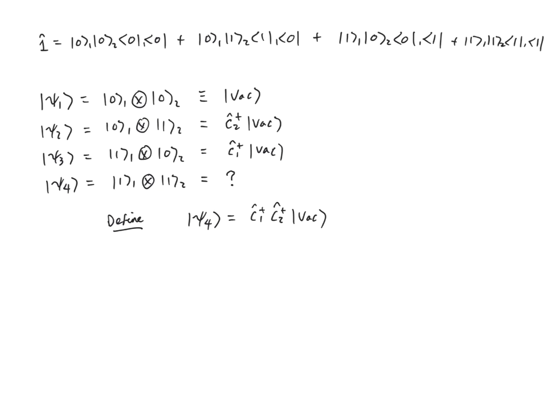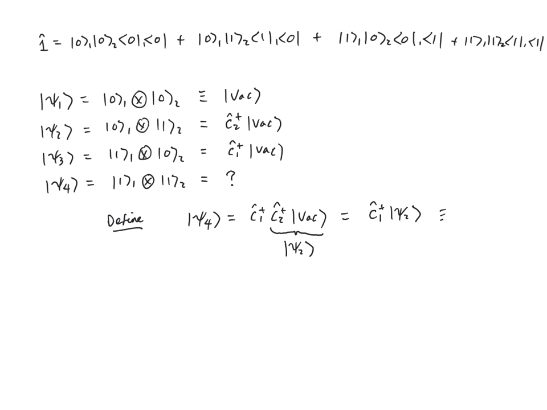So what does that mean? Well, let's have a look at this combination here, C2 dagger acting on the vacuum. We see from this expression that C2 dagger acting on the vacuum is precisely the definition of our psi2. So this object is psi2. So psi4 is actually, according to this definition, generated from C1 dagger acting on psi2.